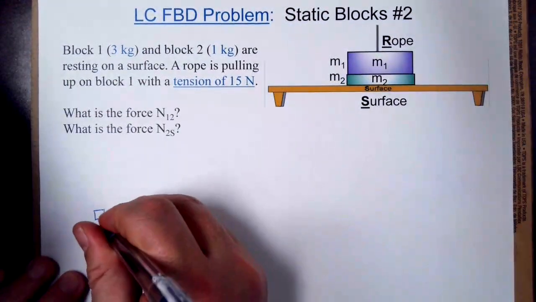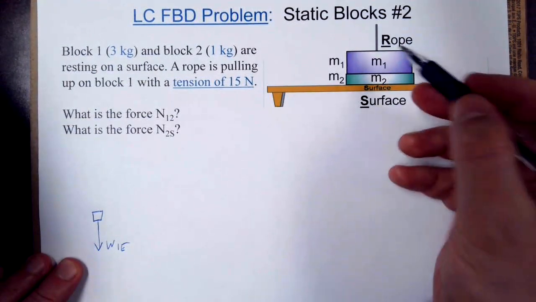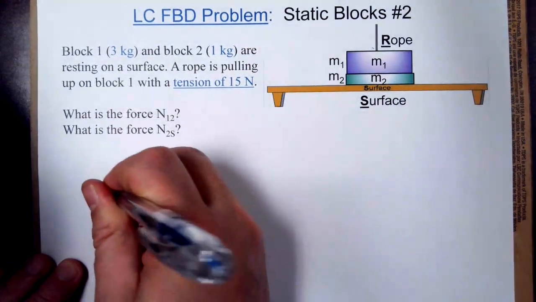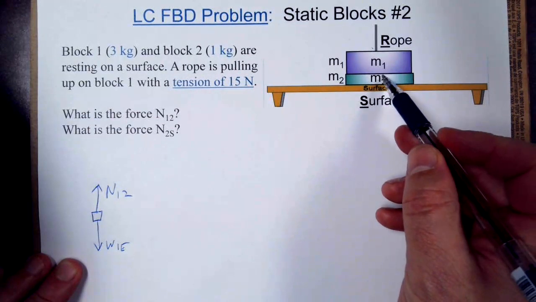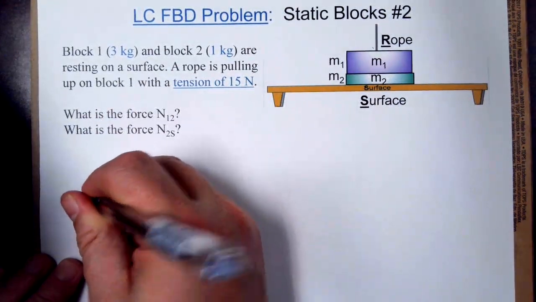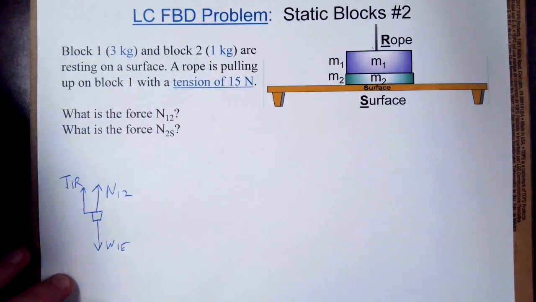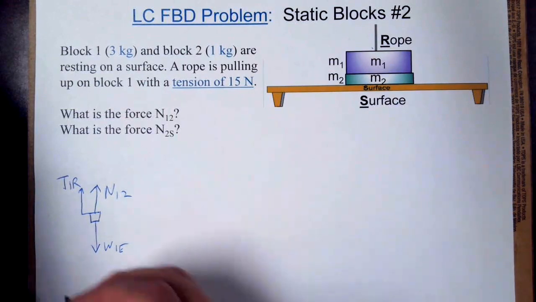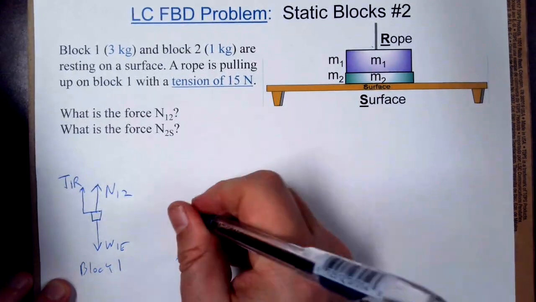For 1, we have the weight force pointing down. Then we have two forces pointing up. There is a normal force on 1 by 2 pointing up, right? Block 2 is holding up block 1, and then also we have the tension force on 1 by the rope. So that gives us our three forces here. This is for block 1, and we might as well do block 2 while we're at it.